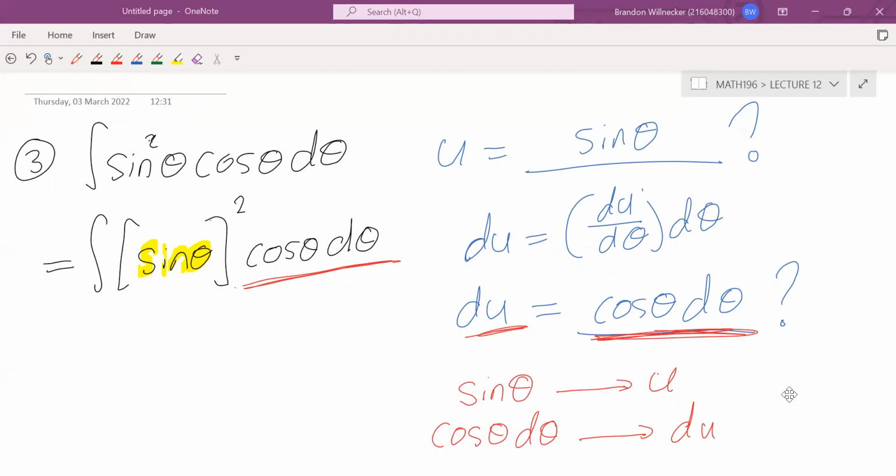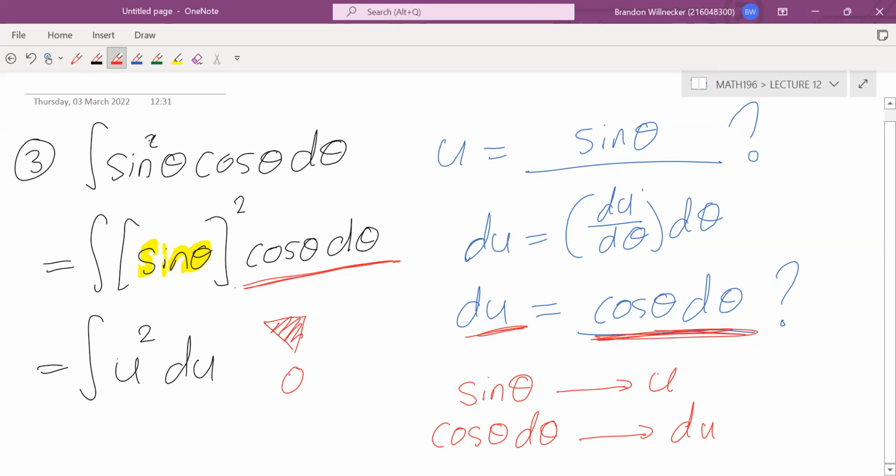Okay, cool. So let's do the substitution. Sine theta squared, remember sine theta becomes u, so this is going to be u squared. Cos theta d theta, remember our calculation here, that's going to become du. And you see, again, this is much easier to solve. So the integral of sine squared theta cos theta d theta, that's very complicated. We don't know how to do that.